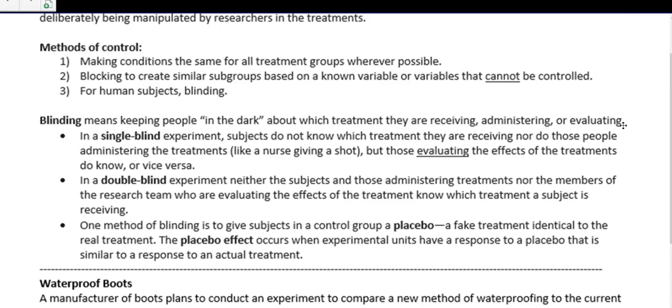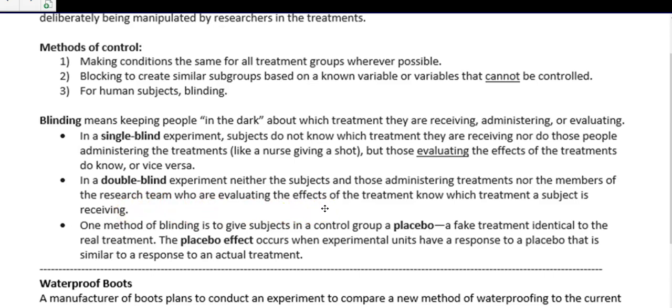Now, you may wonder, how in the world can we be double-blind in an experiment? Doesn't somebody have to know what's going on? Doesn't somebody have to know who's getting which treatment? Yes. Think about the research team. And I said these are members of the research team who are evaluating the effects of the treatment, but think about the researcher, like the primary guy in charge of the experiment.